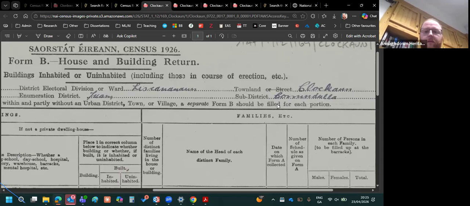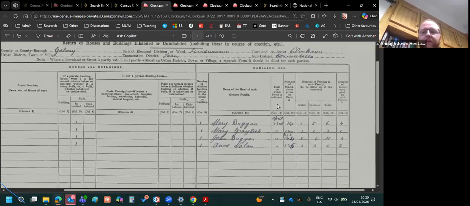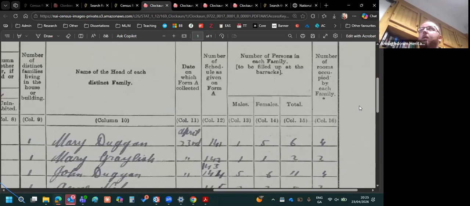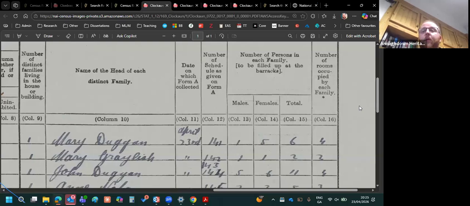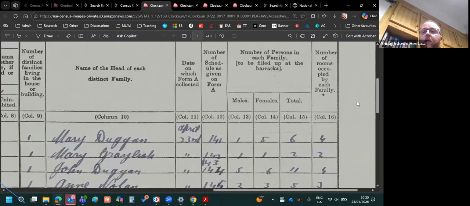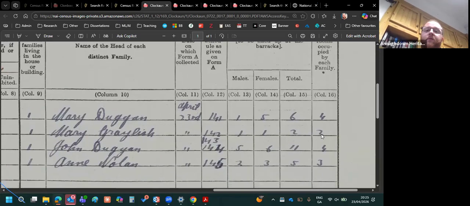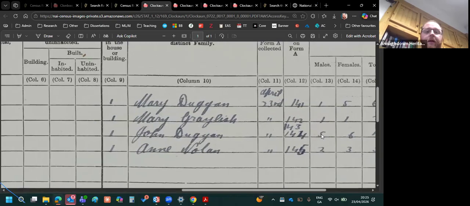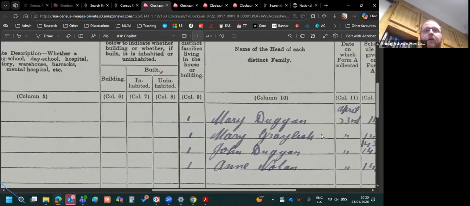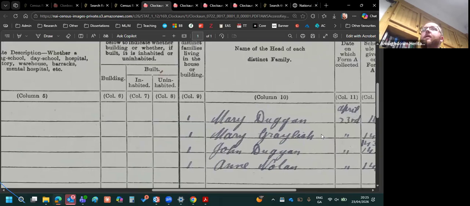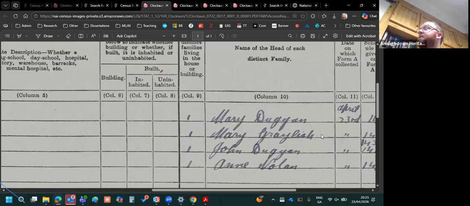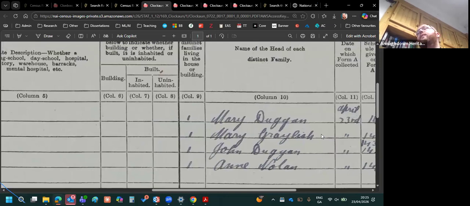Describe the houses? I don't think they describe the houses anymore. So previously, you had whether the house was thatched or slated, and the number of windows in the front. All you have now is the number of rooms occupied by each family. So they've retained that, but not included any of the other information. No outbuildings either. There was a very good description of the outbuildings in 1901, and even more so in 1911.